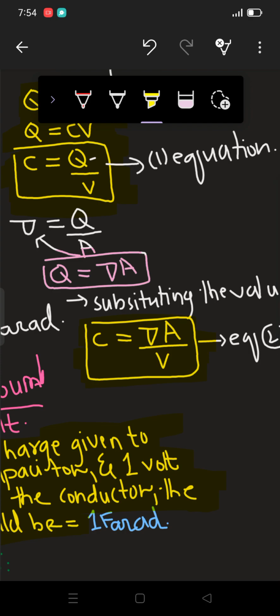Now we know that potential difference is what? Potential difference is basically the dot product of electric field intensity and the displacement, right?